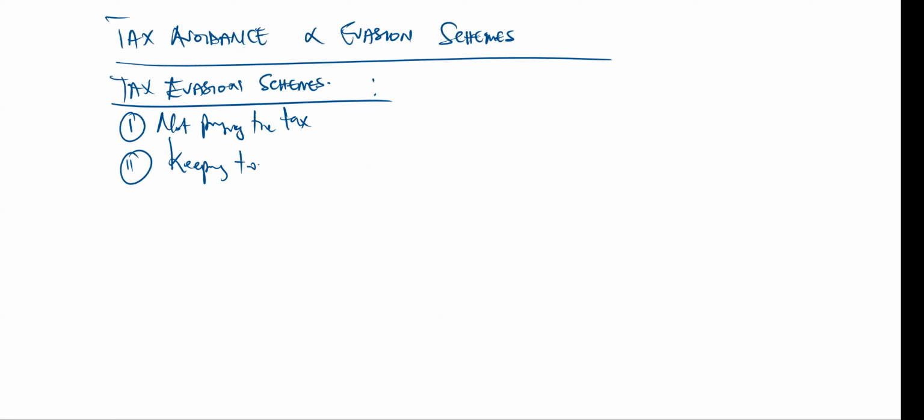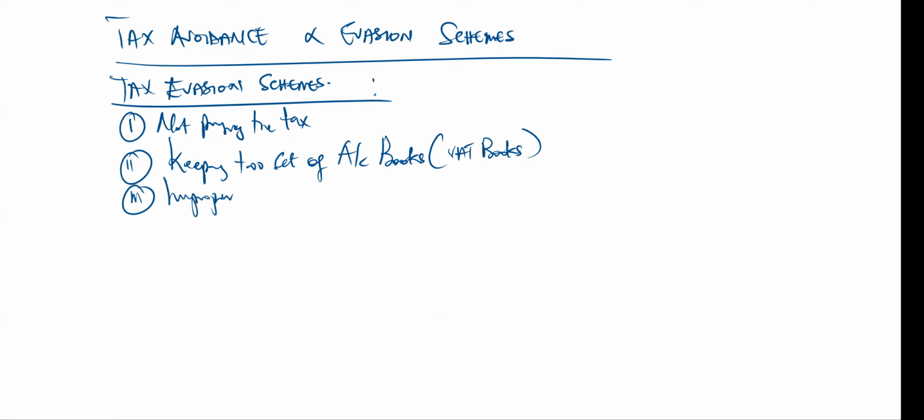Keeping two sets of accounting books. An example is keeping two sets of VAT books. One you show to GRA, one you use for contract. Very bad. Some people intentionally do improper record keeping just so that they will not pay the right amount of tax. It's a tax evasion scheme. What else? Declaring losses.